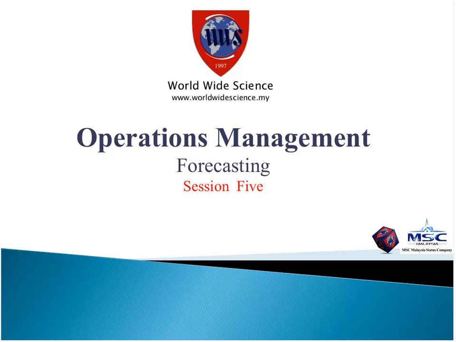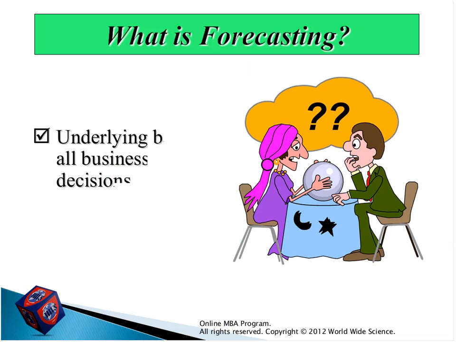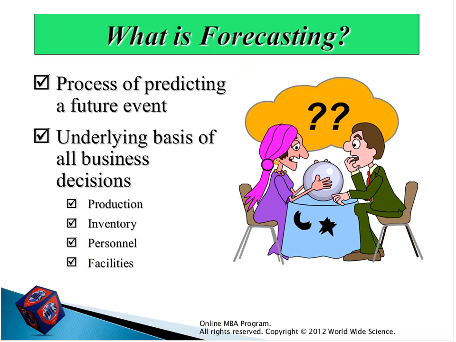What is forecasting? In Farsi we call it pishbini. The process of predicting a future event is called forecasting. What's the meaning of future event? For example, you want to produce a product for next month, or next day, or next year, next period of time. You want to plan for yourself.